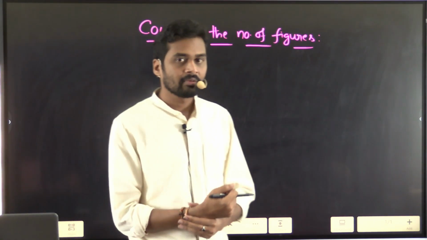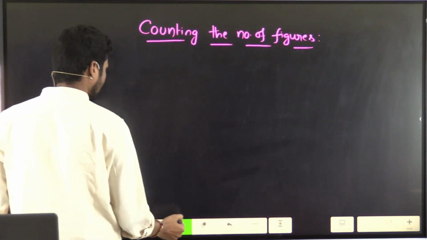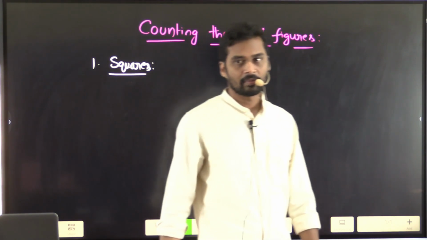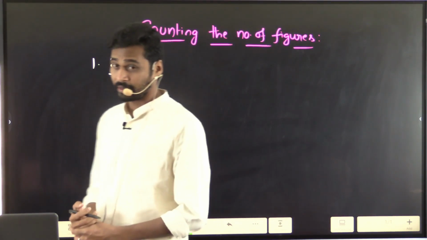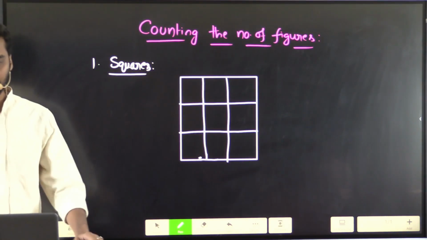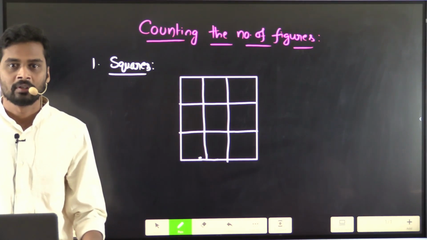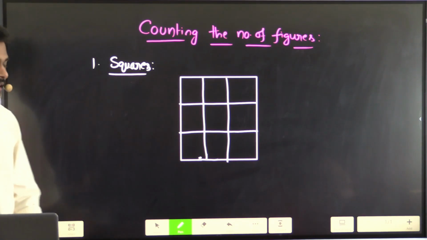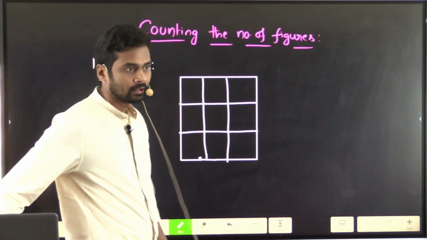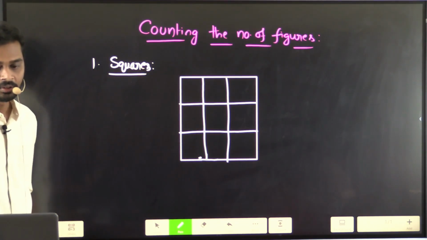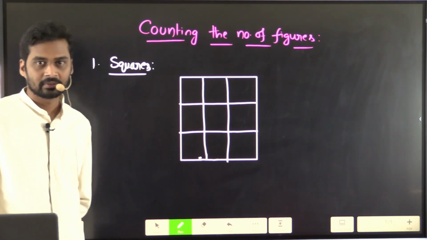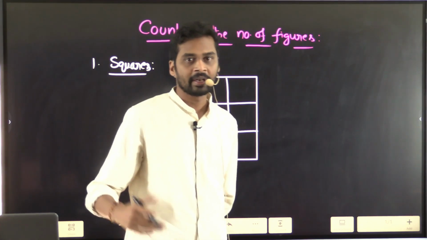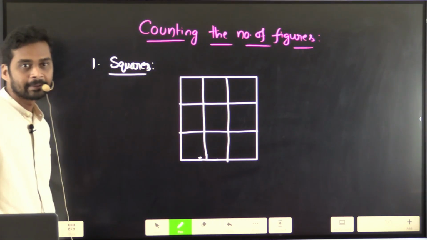So we'll start one by one. First we'll see the squares. First one, we'll see the number of squares in a geometrical figure. So I'll take a simple figure. How many squares are there in this figure? What is the total number of squares in this figure?